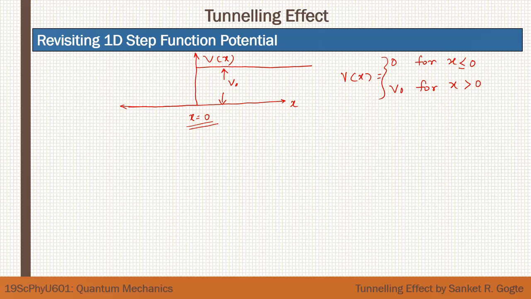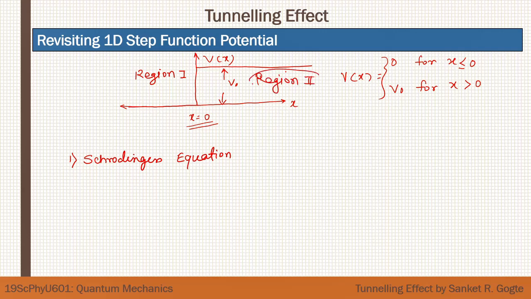And while solving the Schrodinger's equation for this problem, the procedure followed is as follows. We first wrote down the Schrodinger's equation. Since we have the discontinuity in the function, we have to write the Schrodinger's equation separately for region 1 and for region 2. So we wrote the Schrodinger's equation in both the regions. Then we matched the boundary conditions, or we matched the wave function. Here we use two boundary conditions.